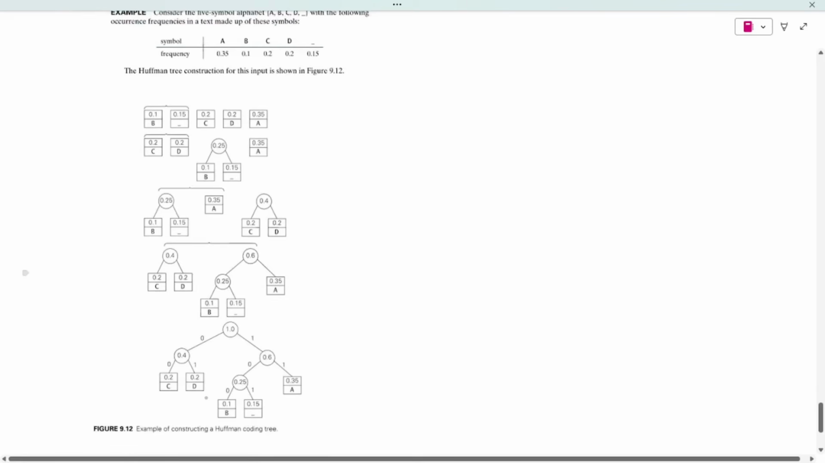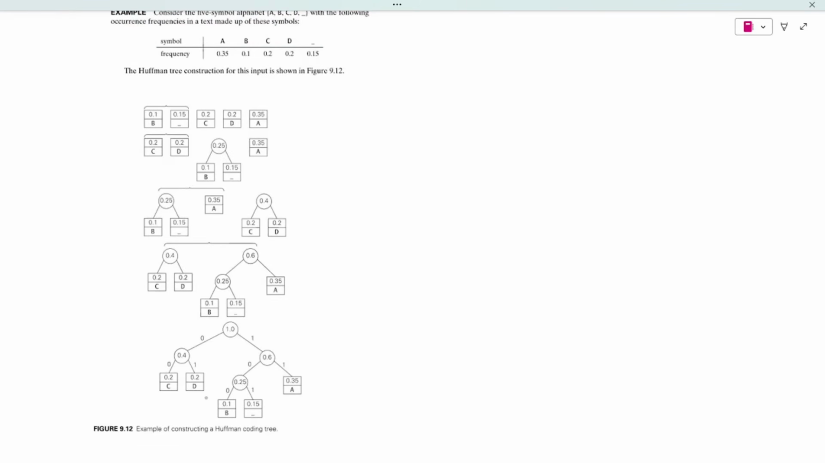Module 4. You can see here. Next, here they have given the frequencies and the solution, that is 0.35, 0.1, 0.2, 0.2 and 0.15.